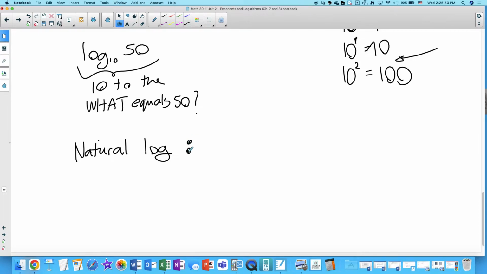But what we use for natural logarithm is ln. And ln is equal to log base e. So ln x is log base e of x. Okay, and e is approximately 2.7.